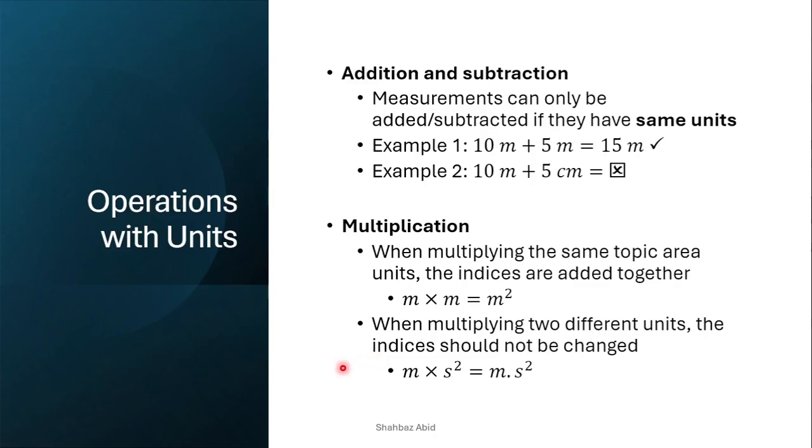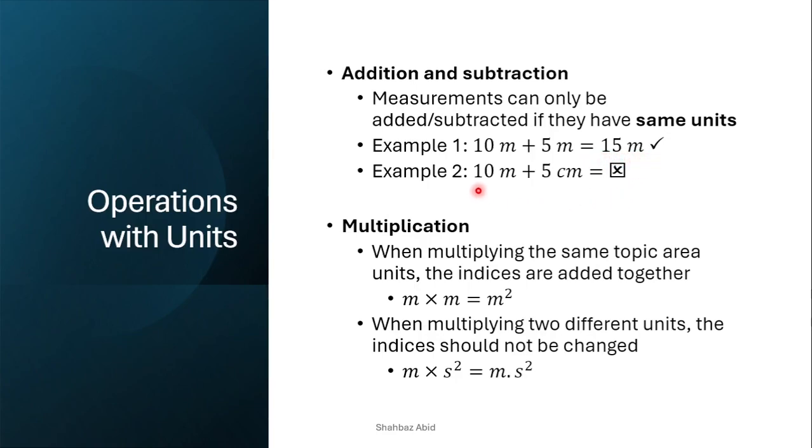In order to do operations with units, we have to make sure that we do it correctly. If we want to add or subtract any two quantities, we have to make sure that both numbers have the same units. For example, 10 meters can be added with 5 meters because they both have the same unit, so the overall answer is going to be 15 meters.